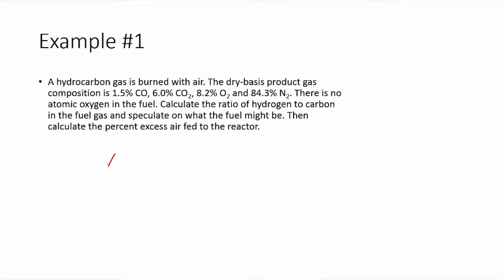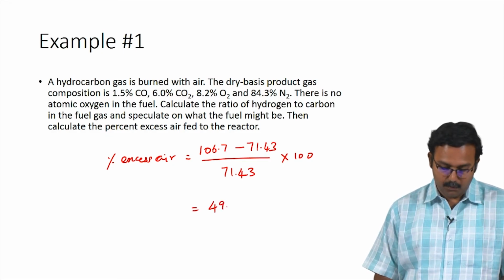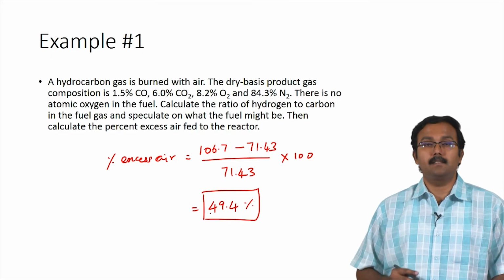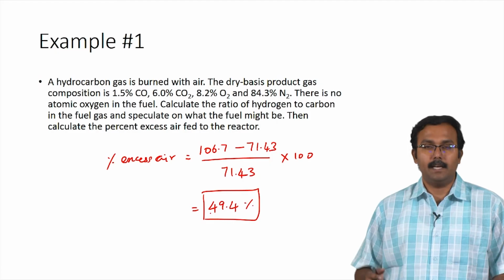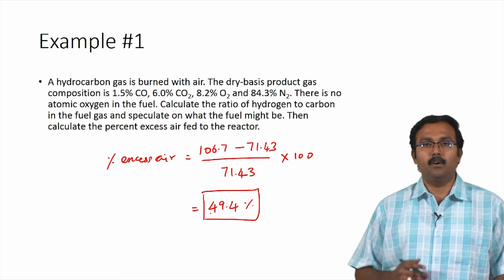To calculate percentage excess air, we calculate the amount of air which is fed, which is 106.7, minus the amount of air which is required, which is 71.43, divided by the amount of air required, 71.43, times 100. This gives us the percentage excess as 49.4%. So, 49.4% excess air has been supplied for this reaction. With this we have calculated all the values requested in the problem.